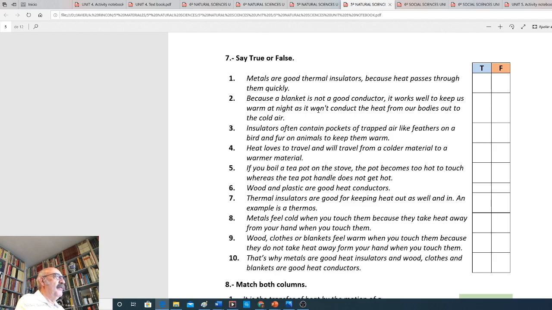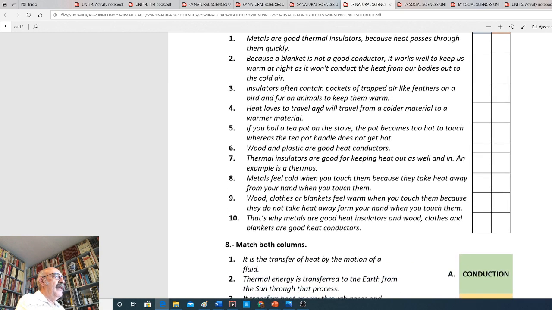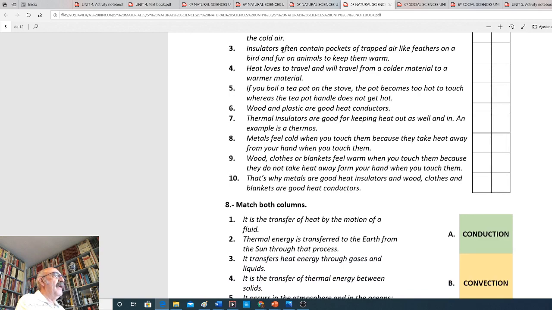Yes, number 2 is true. Number 3, insulators often contain pockets of trapped air, like feathers on a bird and fur on animals to keep them warm. It's true. Many of our coats have air inside their fabric.